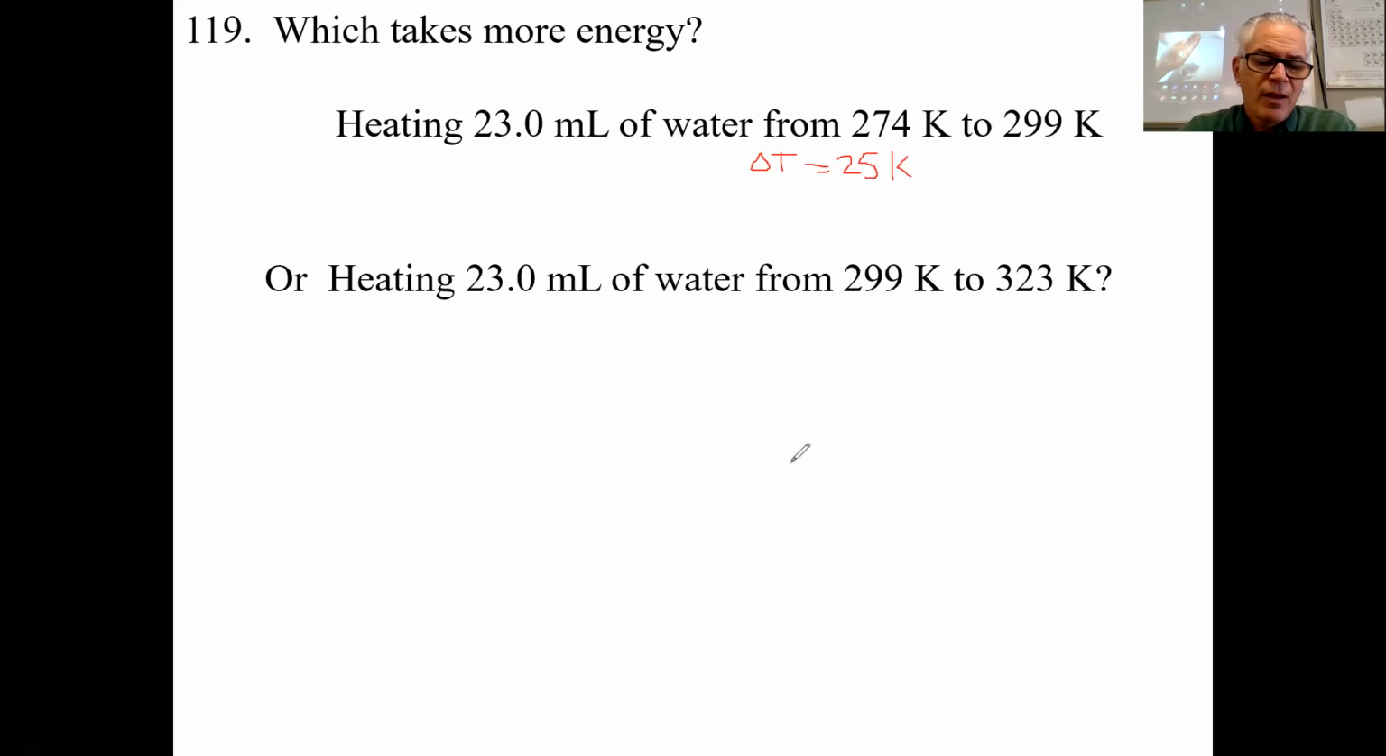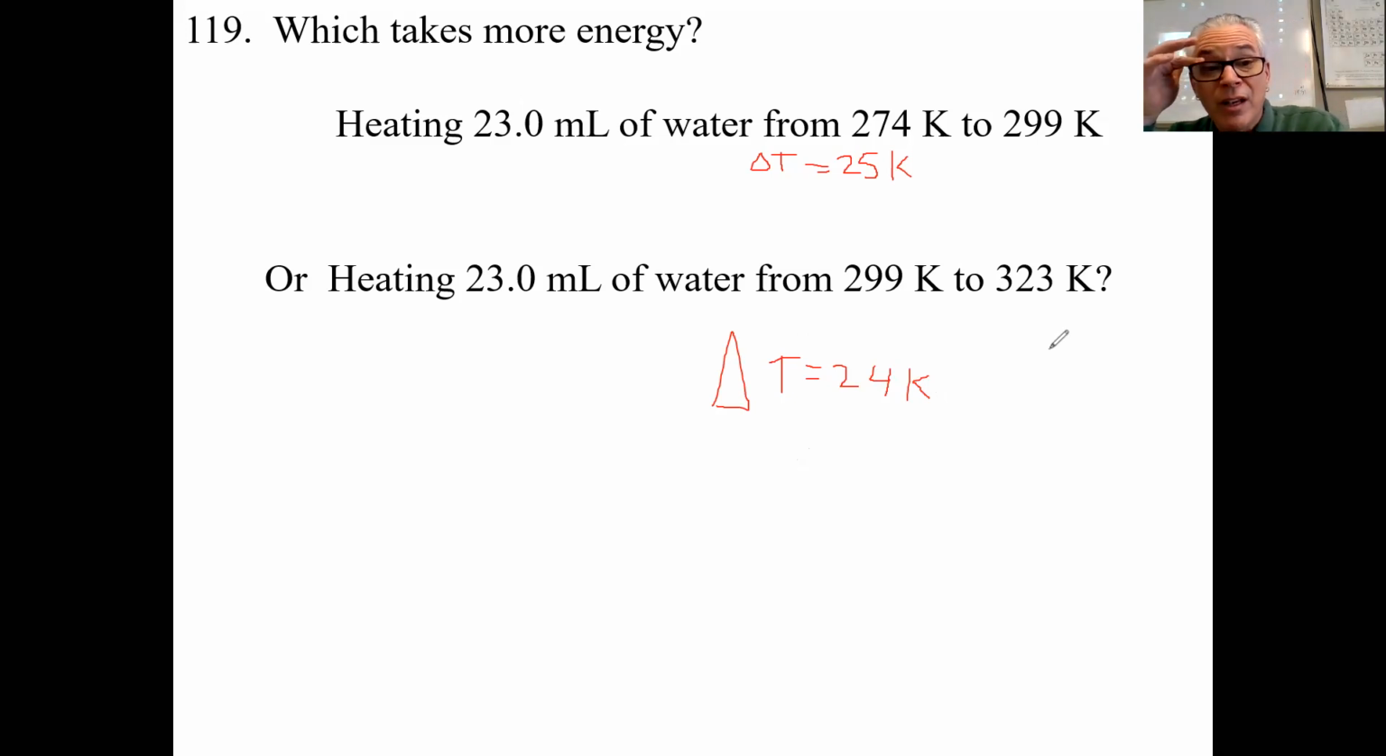And this one, 323 minus 299, 323 minus 299, the delta T is going to equal 24 Kelvin. So the question says, let's see what this question says, which takes more energy?